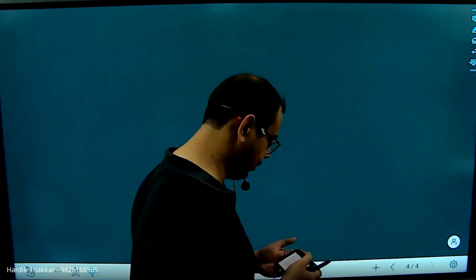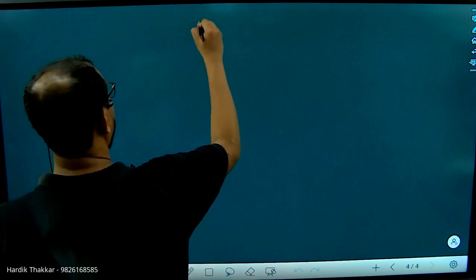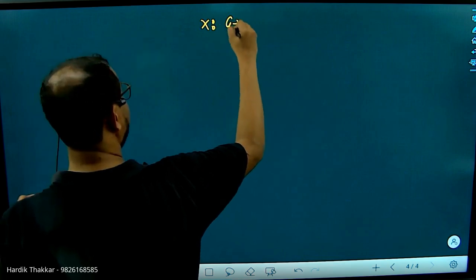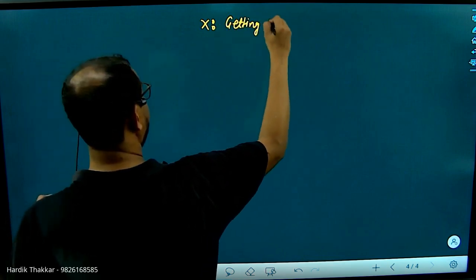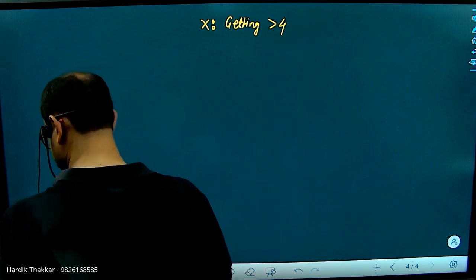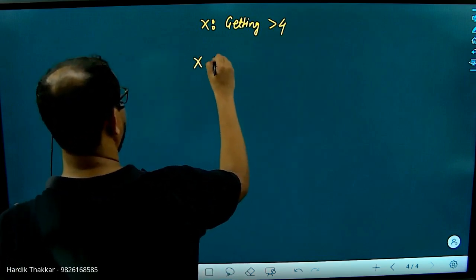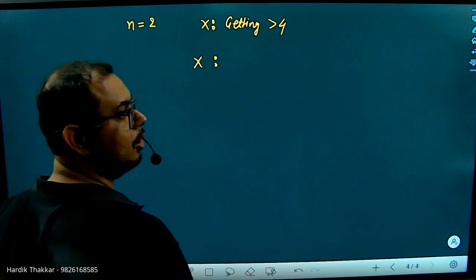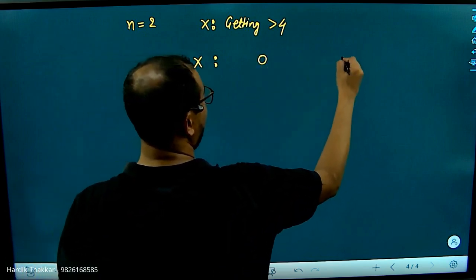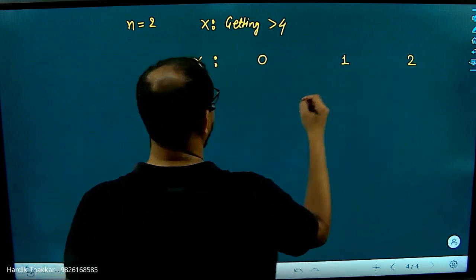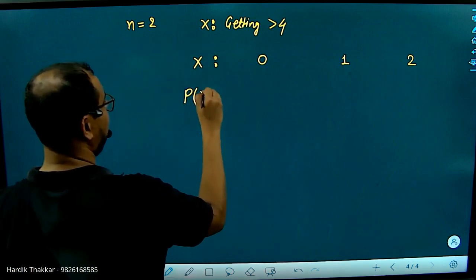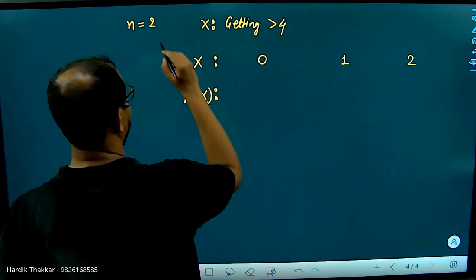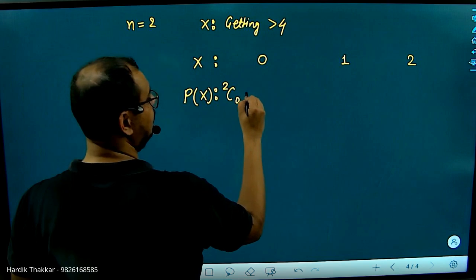Okay, the distribution table. Look, here x, the success is defined as getting a number greater than 4. Okay, this is x. Now the number of trials n is equal to 2, because we are tossing a die 2 times, so we can have either 0 or 1 success or 2 successes. Now when we start to calculate the probability P of x, the probability of 0 success out of 2 trials will be 2C0 p raised to power.